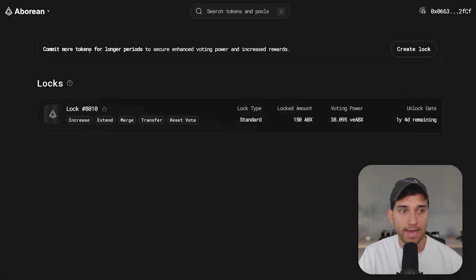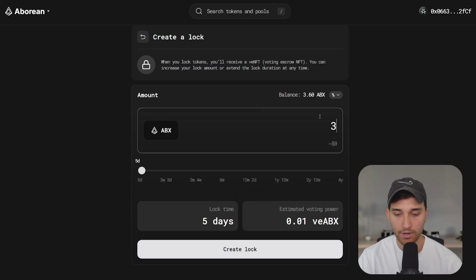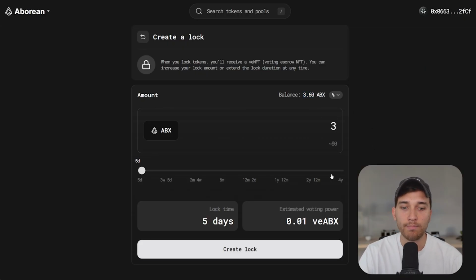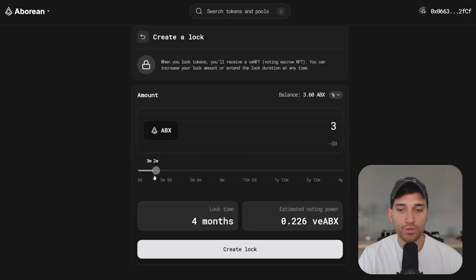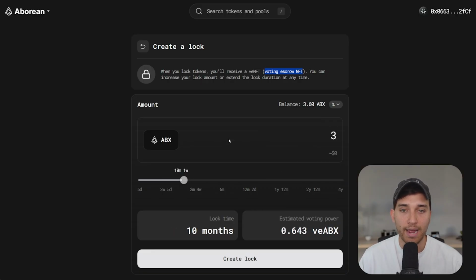Jumping into the lock tab on Aborean here, you can see I have created a lock, and what I've done is essentially locked a certain amount of ABX. I've actually already locked most of mine into veABX, and you can choose how long you want to lock those tokens for. By locking, you're essentially staking your tokens into the form of an NFT called a veNFT, which stands for Voting Escrow NFT. You can basically summarize this as locking up your ABX tokens so that you won't be able to trade them for a certain period of time, and in return, you'll get this NFT to represent that lock.